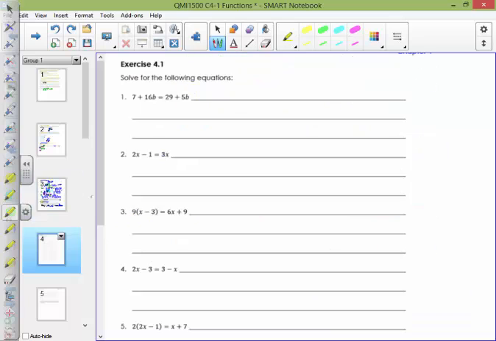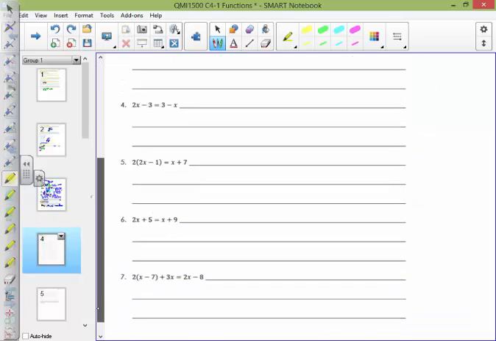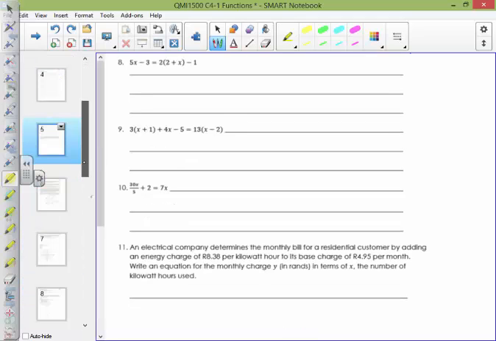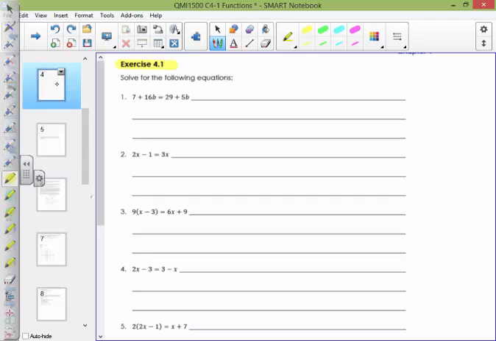Okay, let's go and test your skills. Exercise 4.1, there's a couple of questions for you to do, all the way through to number 11 for you. Give it a bash, and then we'll mark it together.